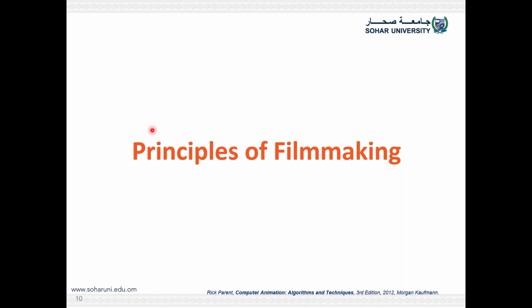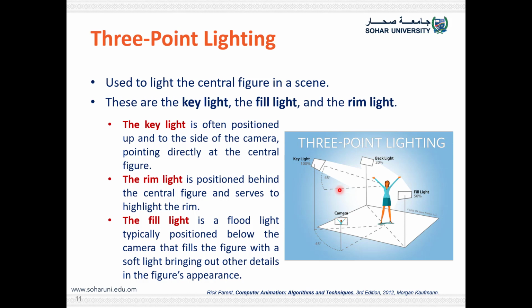Now, another part here, we have it in task 1, we need to understand the principles of filmmaking. We have different principles, and I will try to simplify these principles. The first principle for filmmaking is called 3-point lighting. Why do they use this method? The purpose is to light the central figure in a scene. What method do they use to do that? They use this principle, which is called the 3-point lighting.